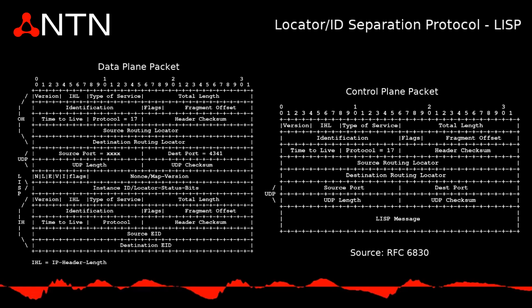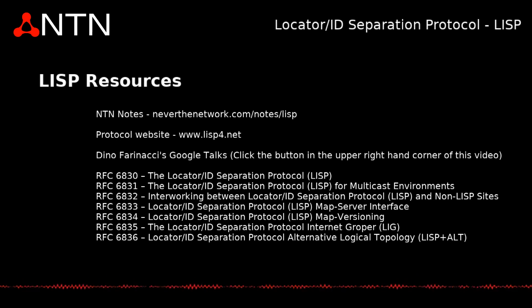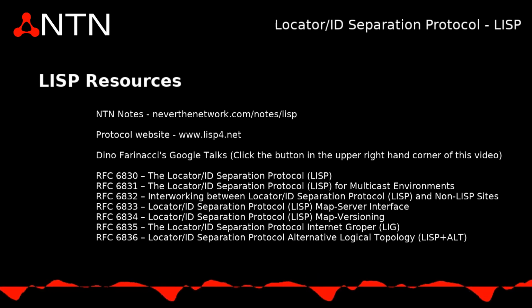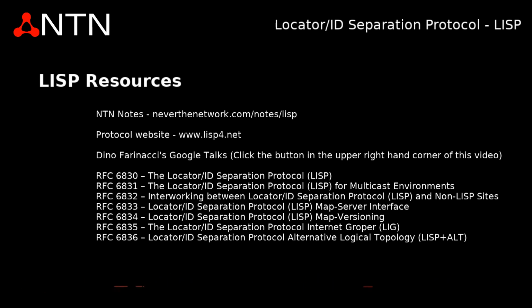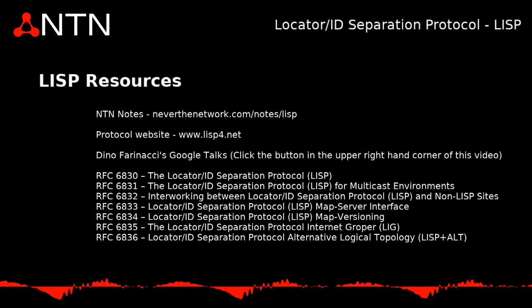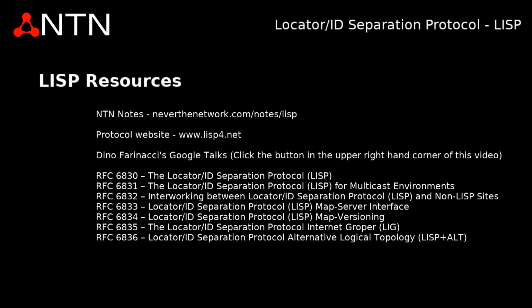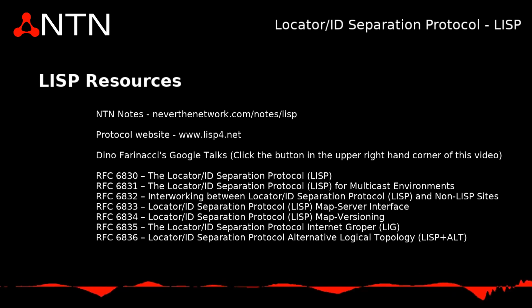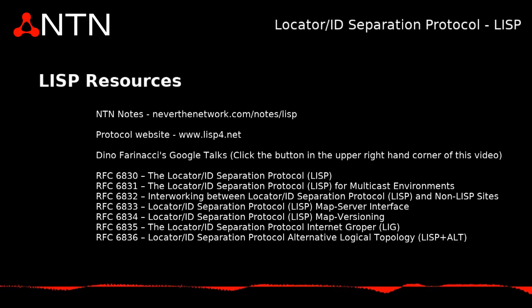Now that we've got a basic understanding of how LISP works, let's go over some of its use cases. First, I want to look at LISP on the internet. The internet is the obvious and intended use case for LISP. LISP provides a potential solution to the exponential increase in routes on the internet. As IPv6 adoption increases, so will the size of internet routing tables.